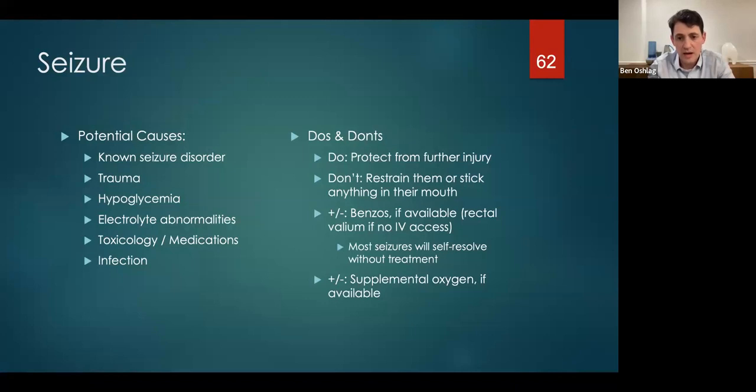Don't stick anything in their mouth. They're not going to swallow their tongue. Most medical people know this, but most people who are not medical people, you'd be surprised about the number of people who still think that's a thing.